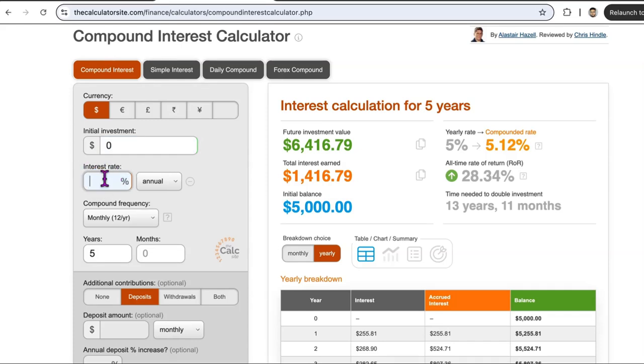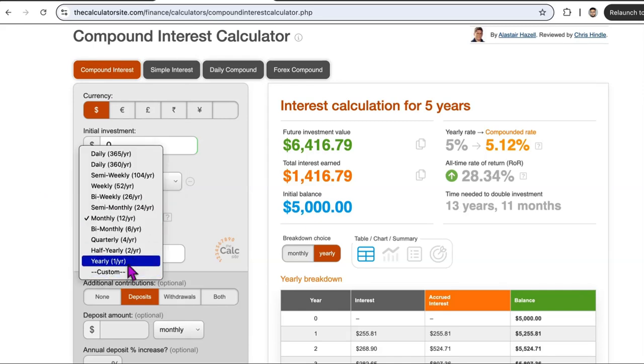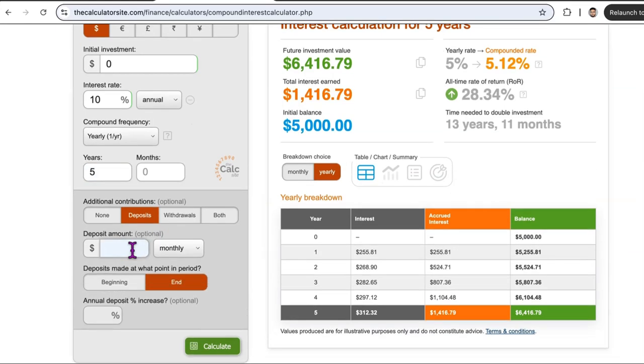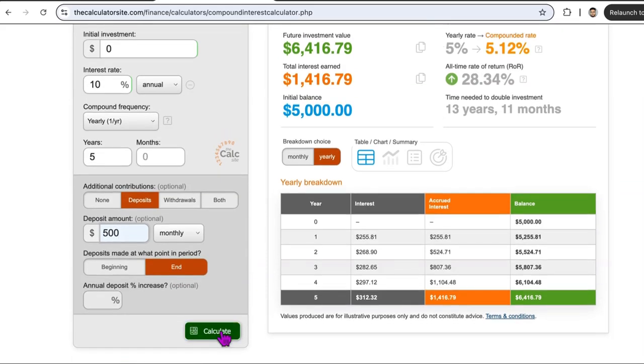We're going to put our interest rate or our compounding growth rate at 10% on an annual basis. Our compounding frequency is going to be the most conservative, down here at 1 year at the very bottom. And this is going to be a 5-year investment. Your deposit amount is going to be $500 a month. And remember, you can utilize this calculator to input any amount that makes more sense for your situation. Keep it on the ending period, annual deposit 0%, and let's go ahead and calculate.